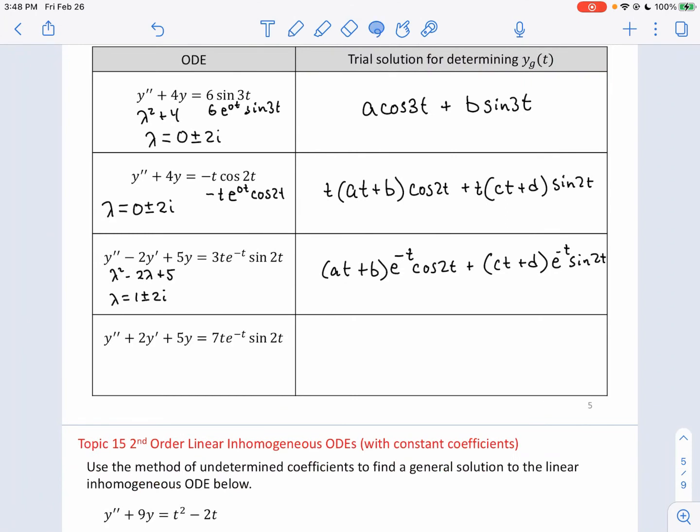You'd have to do several derivatives. It gets more and more complicated, a bunch of two derivatives here. Plug it into this differential equation and see if you can figure out what a, b, c, and d are, so that we wind up with the forcing function in the end.